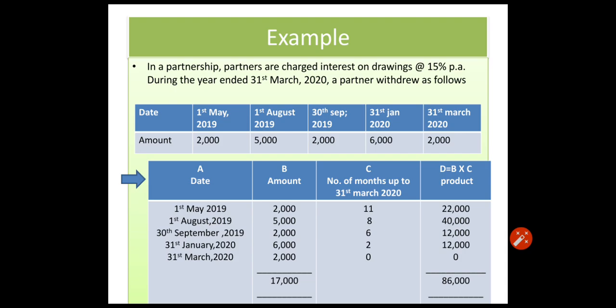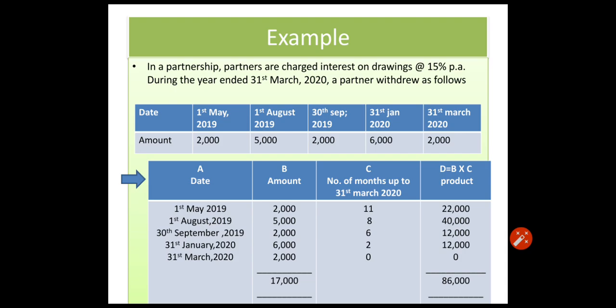In a partnership, partners are charged interest on drawings at 15% per annum. During the year ended 31st March 2020, a partner withdrew as follows. In the question it is stated that interest on drawings is charged at 15% per annum. We have to calculate interest on drawings with the help of the given information. As we see in the question, both the amount and the date of withdrawal are irregular. So, we will calculate interest on drawings by using the product method for the year ended 31st March 2020.